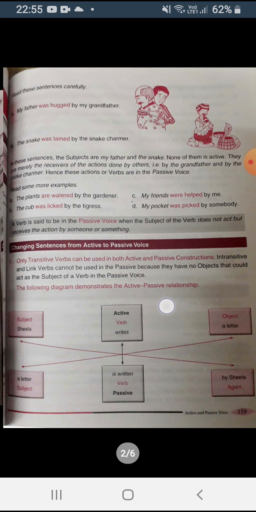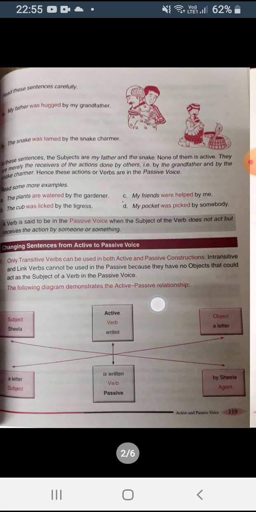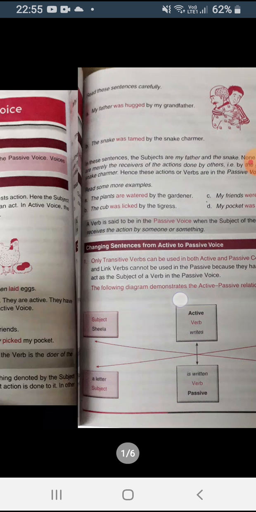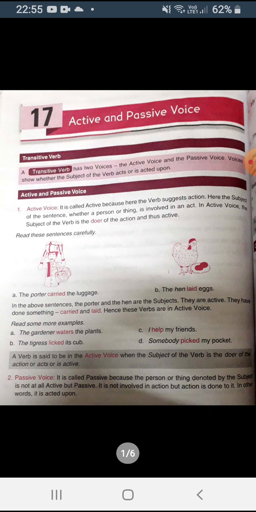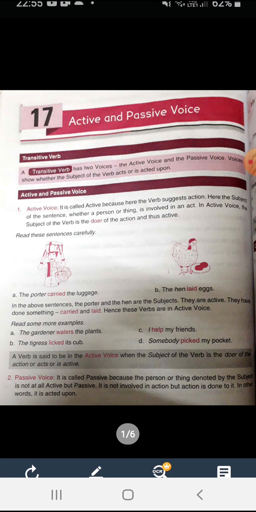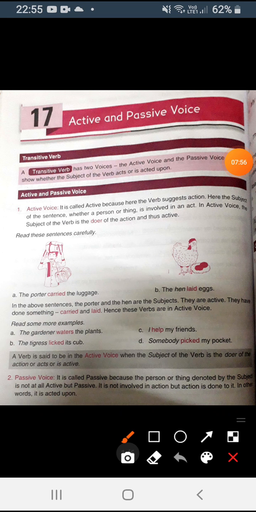Now if you see these sentences, you will see that: The gardener watered the plant. The tigress licked its cub. I helped my friends. Somebody picked my pocket. Now here, plant, cub, friends and pocket, these are the objects of the sentences.